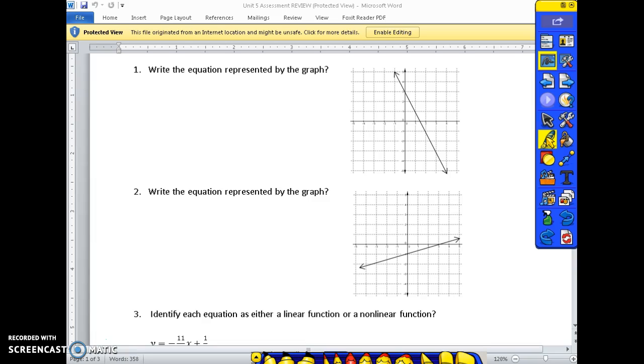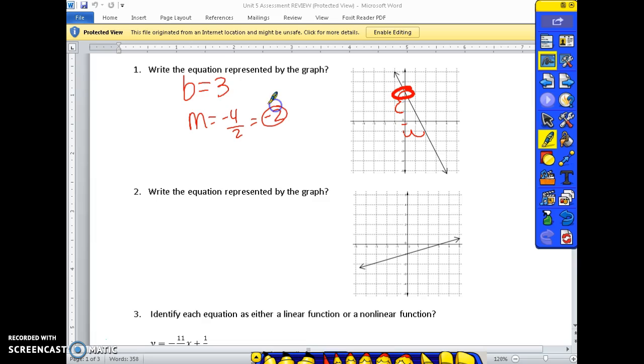The first thing we need to identify is where the graph crosses the y-axis. It crosses the y-axis at 3, so our b, or our y-intercept, is 3. Our slope, we have to count from one crosshair to the next. We're going down 2 and 3, 4, down 4 to the right 2, and negative 4 divided by 2 is negative 2.